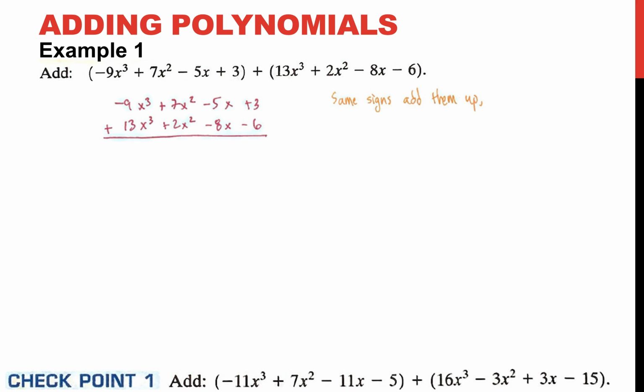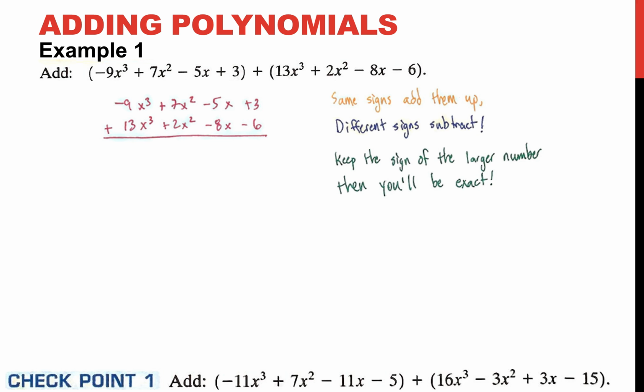Same signs, add them up, different signs subtract. Keep the sign of the larger number, then you'll be exact.